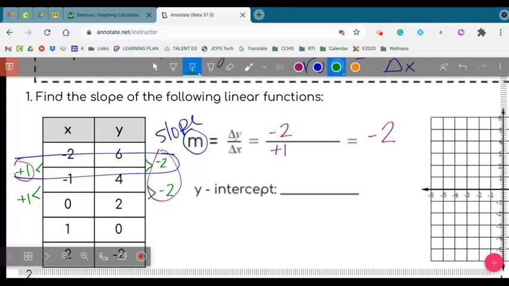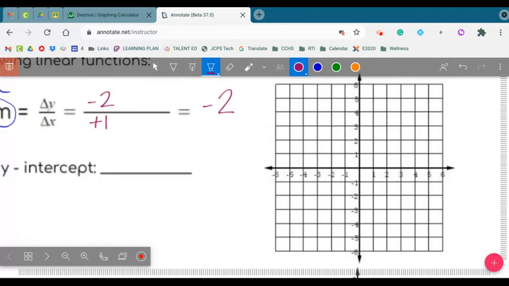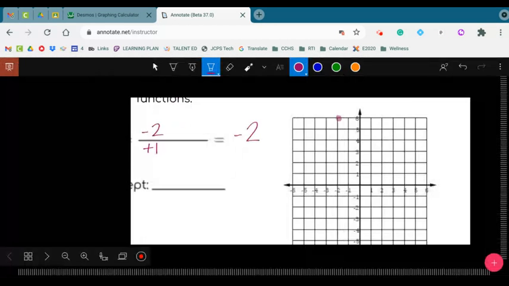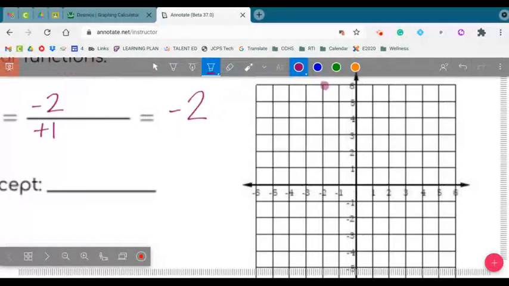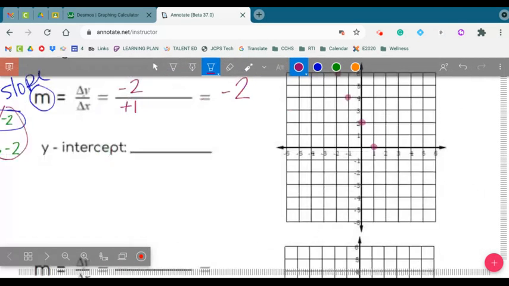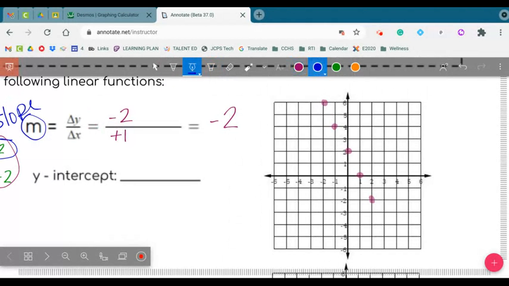Now, what I want to do is graph this on the line. So we're going to graph it using our table. Our first point we have is -2, 6. So go over to -2, up to 6. Our next one is -1, 4. Then we have 0, 2, 1, 0, and 2, -2. So if you can see, this makes a straight line, and that's what we want to do each time.